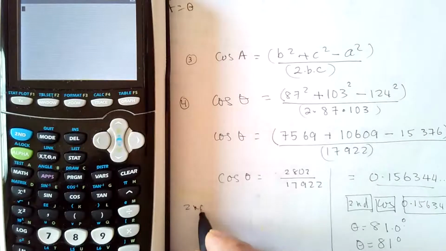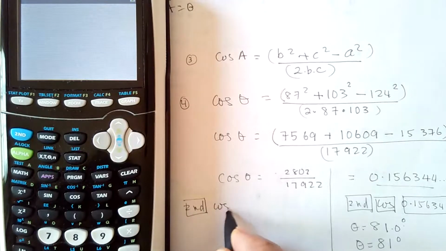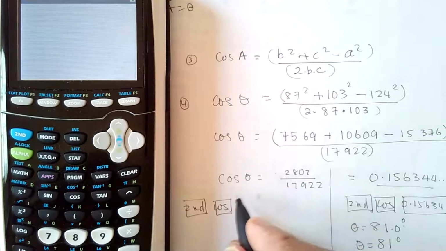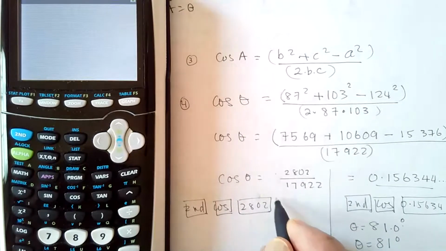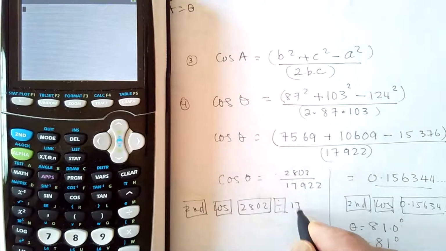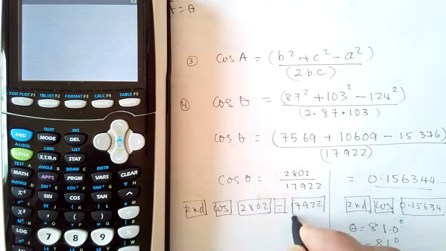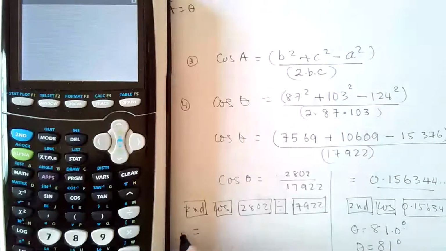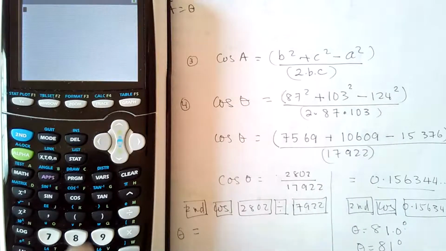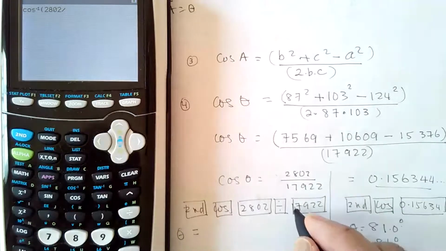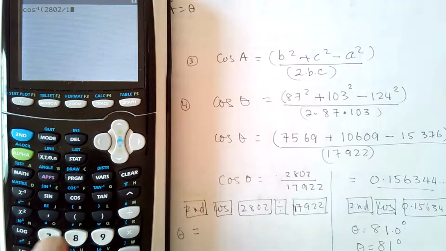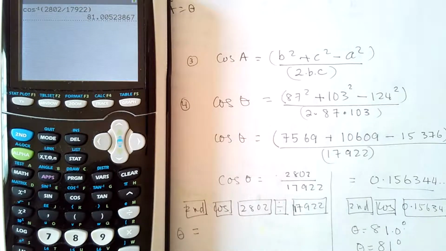Second cos 2802 divided by 17,922. Second cos, open bracket, 2802 divided by 17,922, close bracket, with the same results.